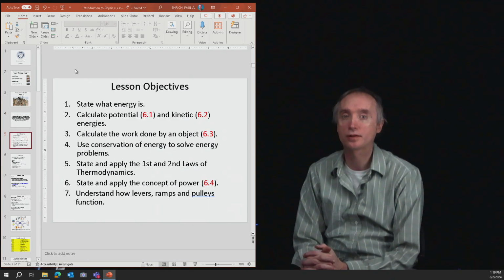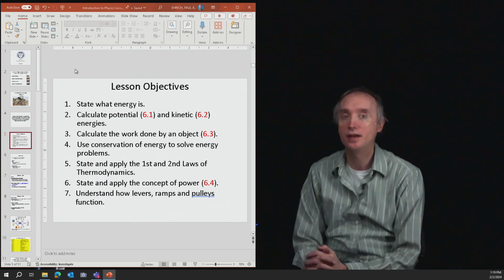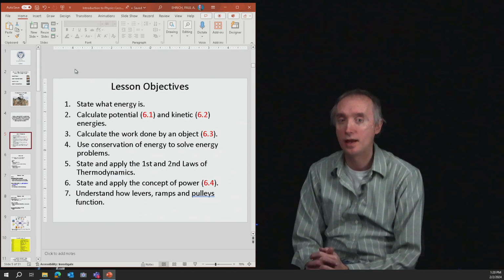So here's our lesson objectives. Be able to state what energy is, calculate potential and kinetic energy, calculate the work done by an object, use conservation of energy to solve problems, state and apply the first and second laws of thermodynamics, state and apply the concept of power, and then understand how a lever, a ramp, and a pulley works.